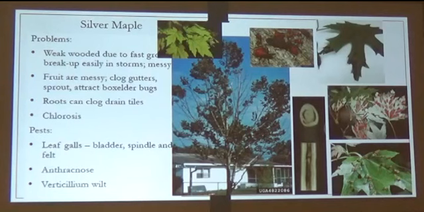The pests that they have include those leaf galls that you've probably seen before. These are called bladder galls. They're little green balls that are attached to the leaves. They're actually leaf tissue, and they turn reddish as the season goes along. There's another one called the spindle gall, and it's leaf tissue too, but these are little long skinny things that are sticking up all over the leaf.